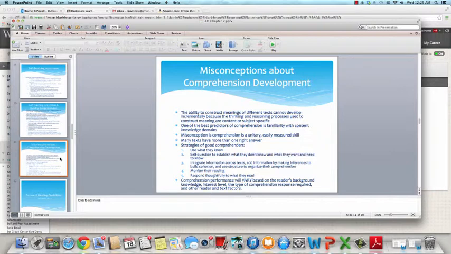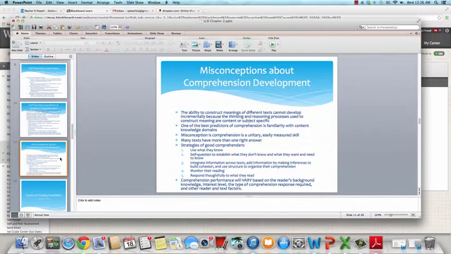The misconception is that comprehension is a unitary, easily measured skill. It's not. It's very complicated. So many texts have more than one right answer. And this text, for example, is a perfect exhibit in that not every researcher in dyslexia is going to agree with their positions on the causes of dyslexia. So there's more than one answer because things aren't just black and white all the time.